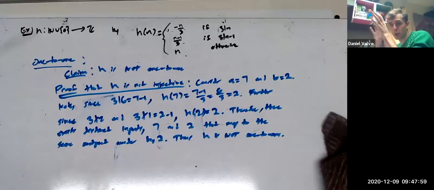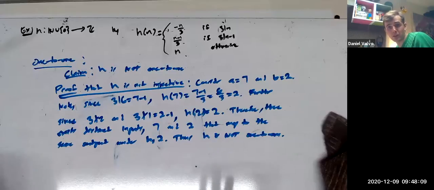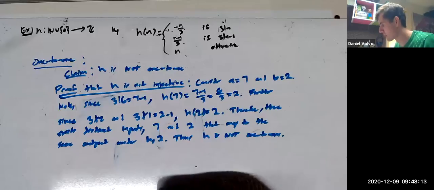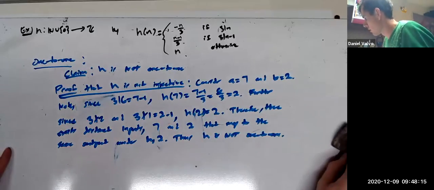So to prove one-to-one, assume that f of a equals f of b and show a must equal b. To disprove, just find a and b that are different from each other, such that f of a equals f of b, or such that h of a equals h of b. You know what I mean? That map to the same thing. All right.